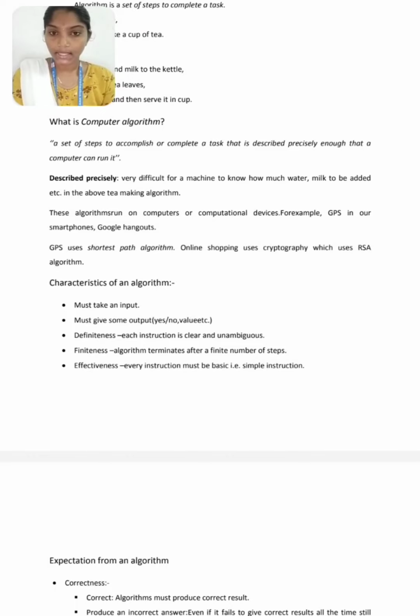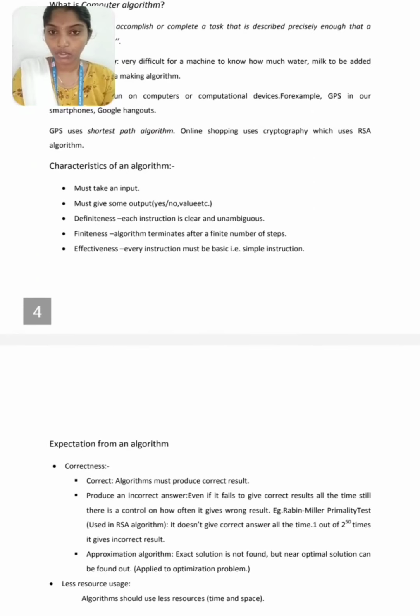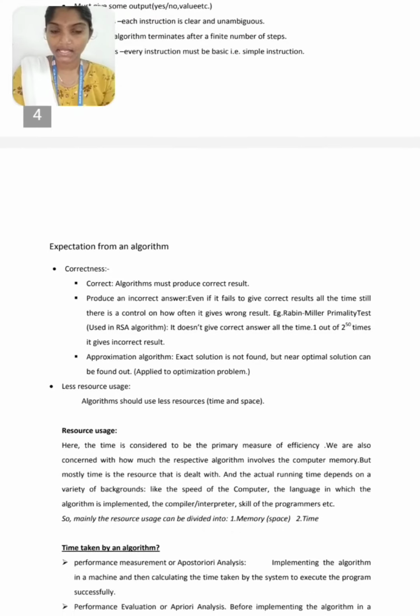algorithms. Characteristics of an algorithm: it must take an input and must give some output, such as yes or no values. Definiteness: each instruction is clear and unambiguous. Finiteness: the algorithm terminates after a finite number of steps. Effectiveness: every instruction must be basic and simple.